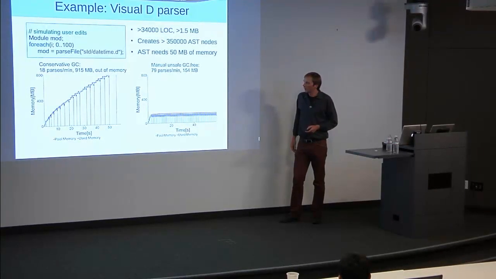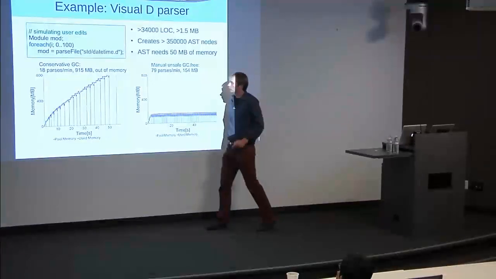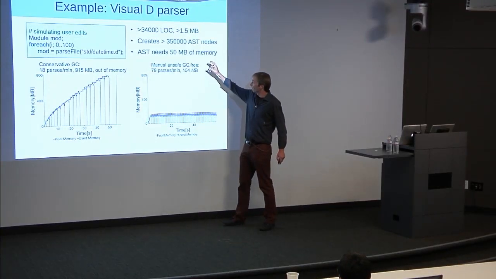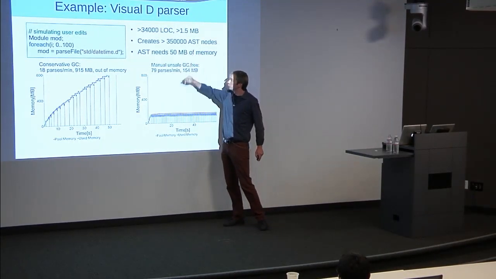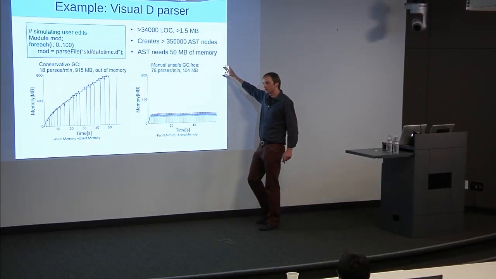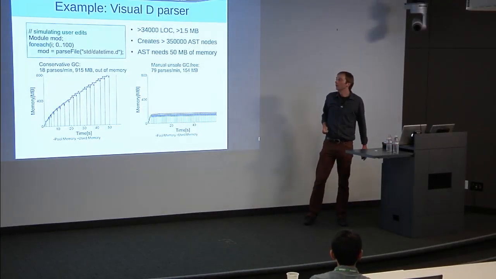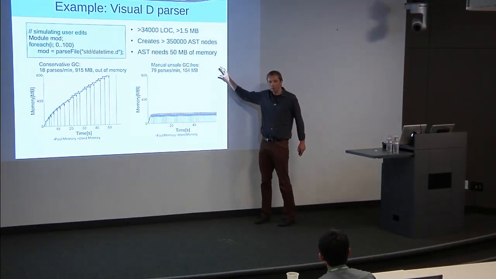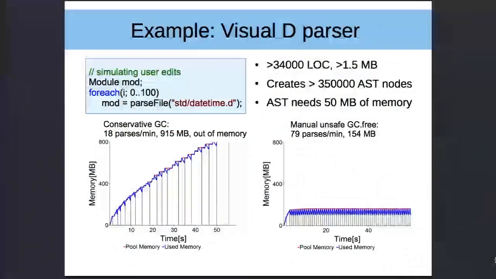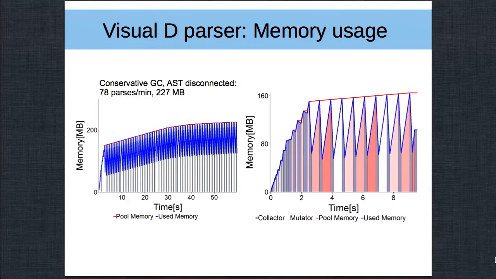So why does it go so badly? One reason is that the nodes have pointers to their children, and the children have pointers to their parent. So in effect, all those 50 megabytes are just one block. If you reference one of them, you keep everything in memory. So what I implemented then is that I disconnected the AST. I just removed all the references to parents and children, and that yielded a better result.